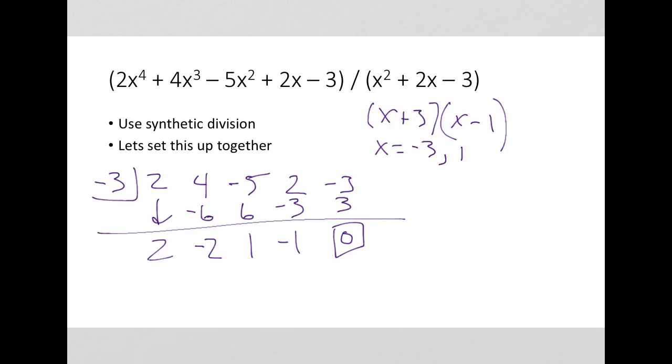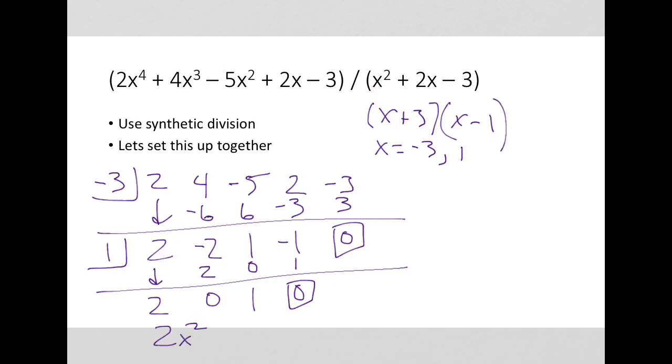But we have one more potential factor that we want to check, so let's check the solution of x equals 1 now. And notice how I'm just going to continue this down. I'm going to drop that 2 down again. 1 times 2 is 2, negative 2 plus 2 is 0. 1 times 0 is 0. 1 plus 0 is 1. 1 times 1 is 1. Negative 1 plus 1 is 0. So again, interpret this answer.